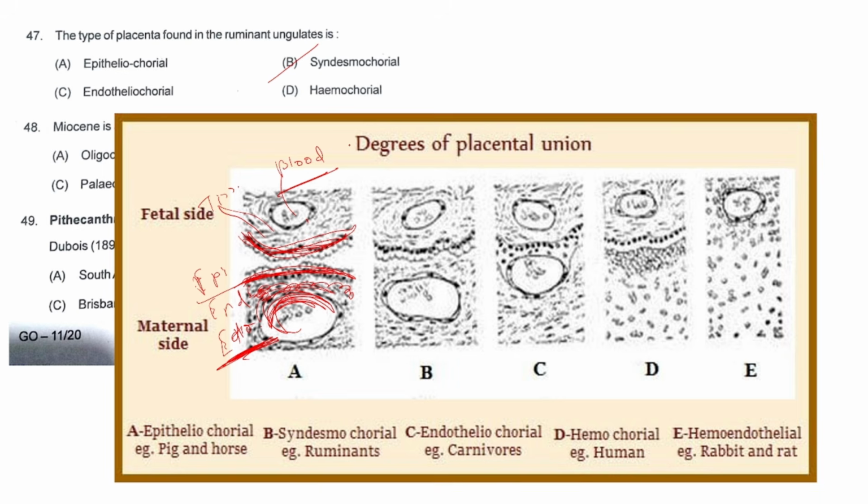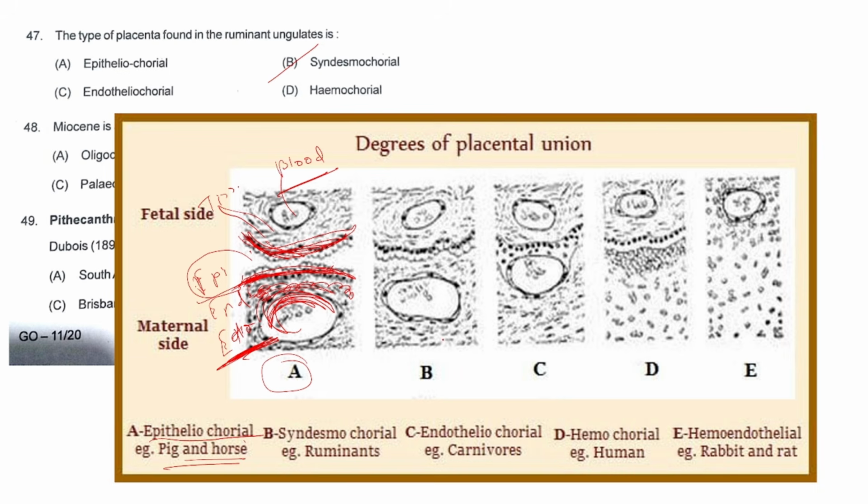Clear? So based on the degree of attachment, how much they are attached, there are different types of placentation. A simple way of remembering is, first example I am giving you: the pig and horse. Pig and horse have the epitheliochorial type. In this first type of placentation, you can see there is only contact between the epithelium of the mother's uterus and the chorion layer, isn't it? Epithelium and chorion layer. That is why this is called epitheliochorial.